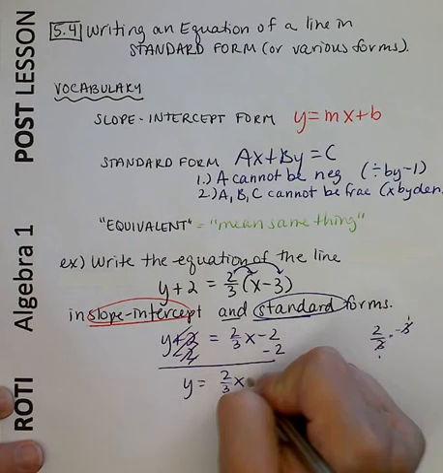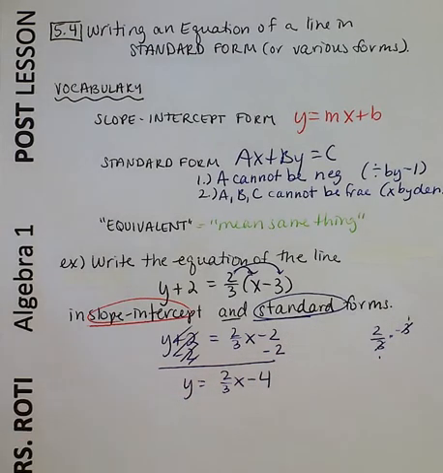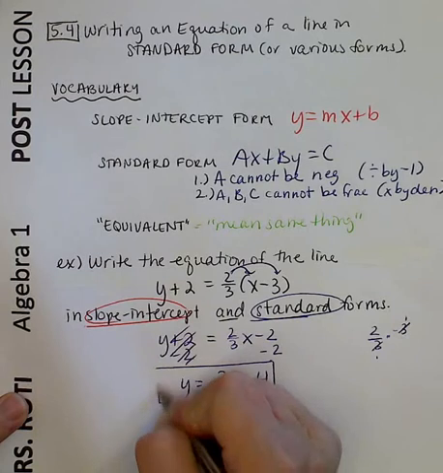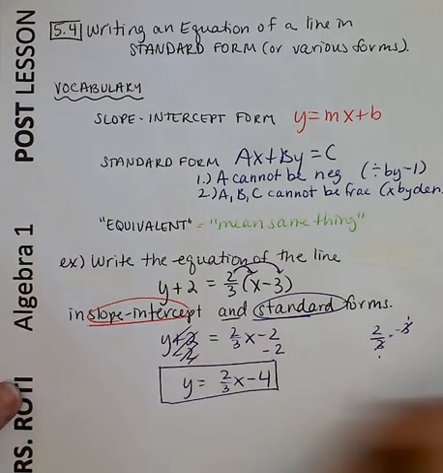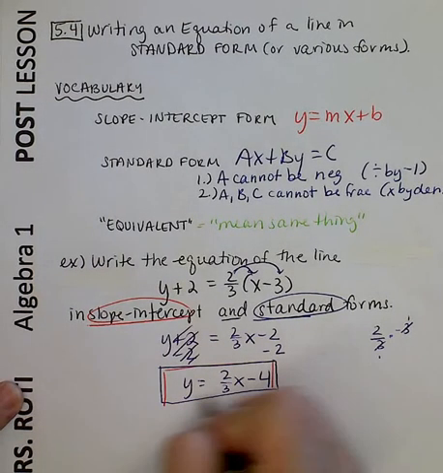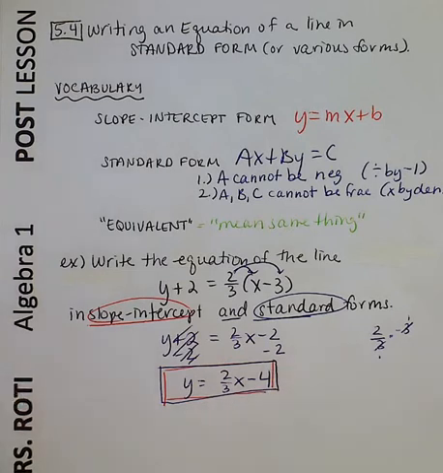I owe 2 and I owe 2 more. I owe 4. So in slope-intercept form, I have y equals mx plus b, where the slope would be 2/3 and the y-intercept would be -4. Now I'm going to change from that into standard form.